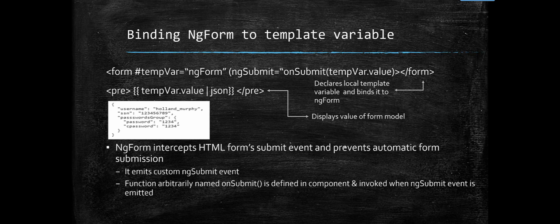And then right below that, tempVar.value, and we're adding a JSON pipe, which is just a built-in Angular pipe that displays the data just like we have right here. So in this instance, the form, and we'll see it here in a minute, has a name of username, a social security number, and that is my real social security number, so feel free to get a bunch of credit cards and rack them up. I'll gladly pay it. Passwords group, and now this is an ngModelGroup that we'll talk about here in a minute, but it basically just wraps these two fields together into one group.